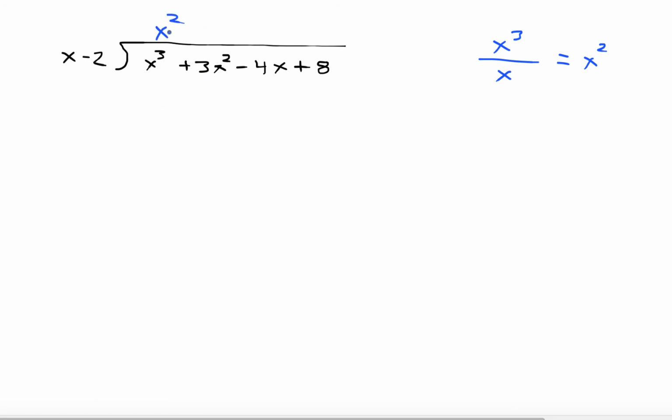Right? And you notice that once we multiply this, x squared times x gives us x cubed, which is sort of the goal here, right? That's sort of what we want, right? Don't forget, though, you have to multiply x squared times negative 2 as well. That gives us negative 2x squared.